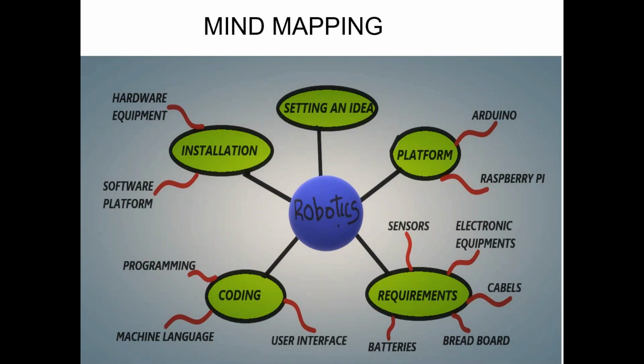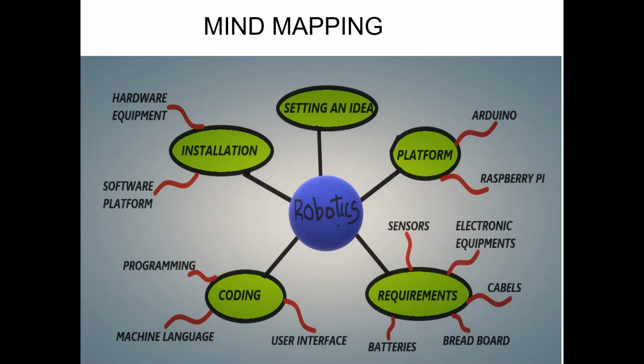Okay. So let's see. What is my aim now? What is my goal now? I want to prepare a robot. So I am taking it as my central idea. So I have taken robotics in the center of my sheet. In the center of my sheet, and I have expanded each and every arrow mark.